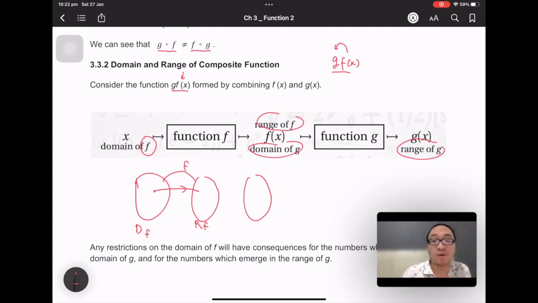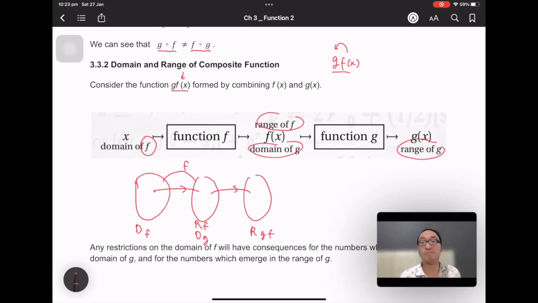Now, we have to consider that the range of F fits with the domain of G, because the result of F will be continued by function G. So we have to make sure that the range of F will be suitable with the domain of G. And then it can be continued to the range of G as the range of GF.